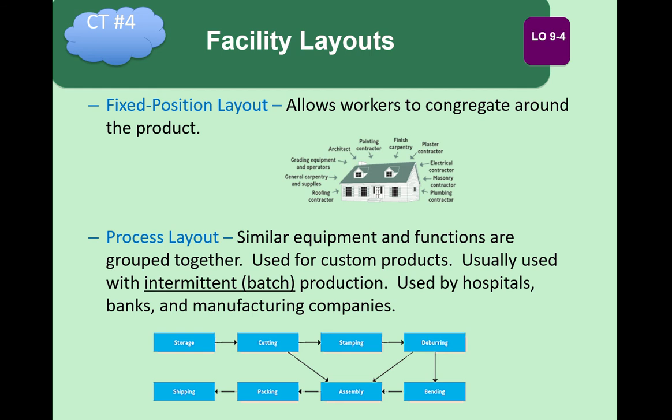Process layout is usually used by hospitals, banks, and other manufacturing companies. For example, instead of grouping the specialized people, you might be grouping the specialized equipment that you use for your products. This is used more for custom products, and it can also be used for intermittent batch production. So those are the 4 basic types of layouts.